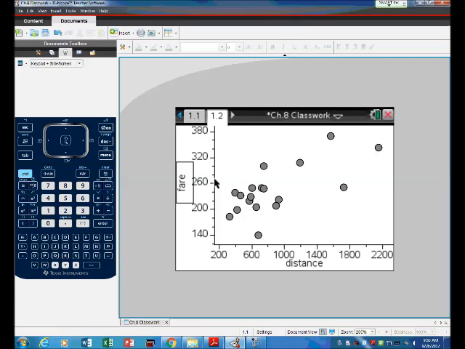So really what you want to be thinking is direction, form, and strength. Is it going in a positive or a negative direction? Are we looking at something that's linear, or not linear, or curved? And the last thing is how strong it is. Are all of these points very close together, or is there a lot of scatter, in terms of strong, weak, or moderate? It's up to you, just like with shape, center, and spread.